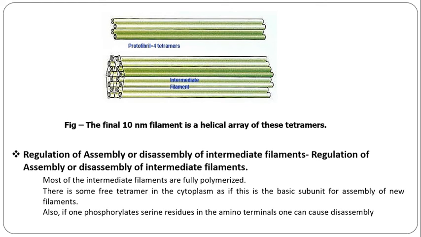So here is the regulation of assembly and disassembly of intermediate filaments. Most of the intermediate filaments are fully polymerized. However, there is evidence that even these stable structures have dynamic properties. So there are some free tetramers in the cytoplasm, and this is the basic subunit for assembly of new filaments.